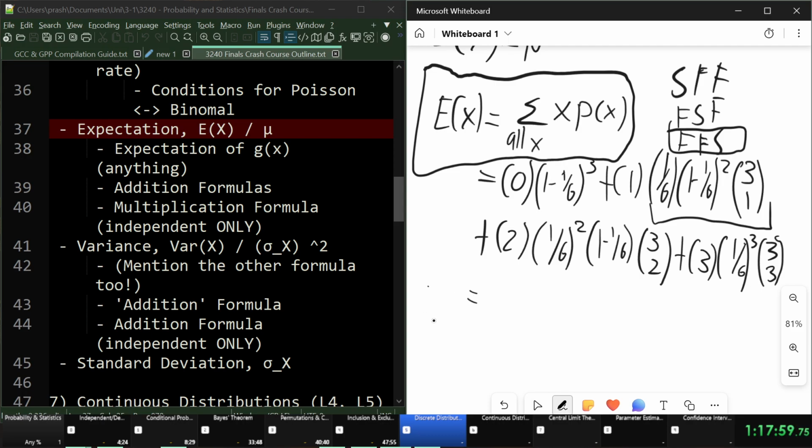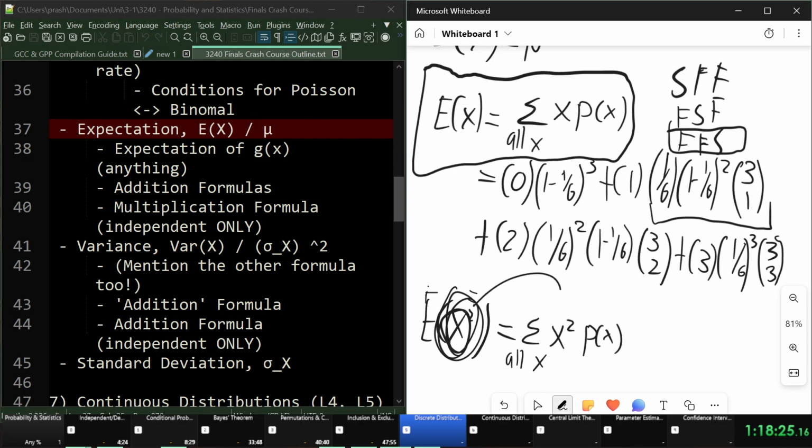Now, what if you need to find something else relating to the variable, like E of x squared? You'll find this very commonly when trying to get the variance of something. As always, it is for all values that x can have. In this case, we have x squared, so it's value times probability. Whatever is in these brackets, you just Control-C, Control-V, and you put them here. That's all that it is.